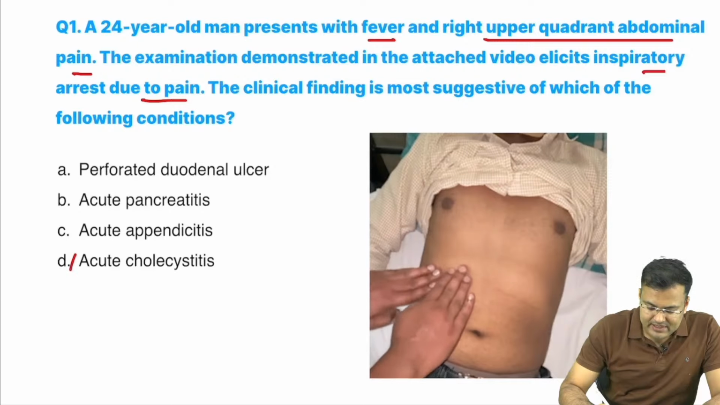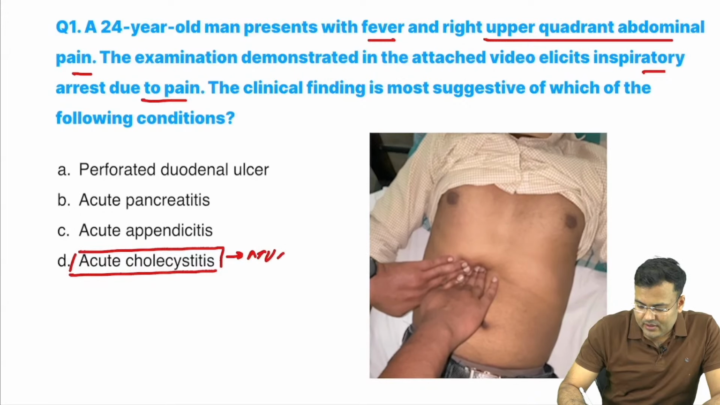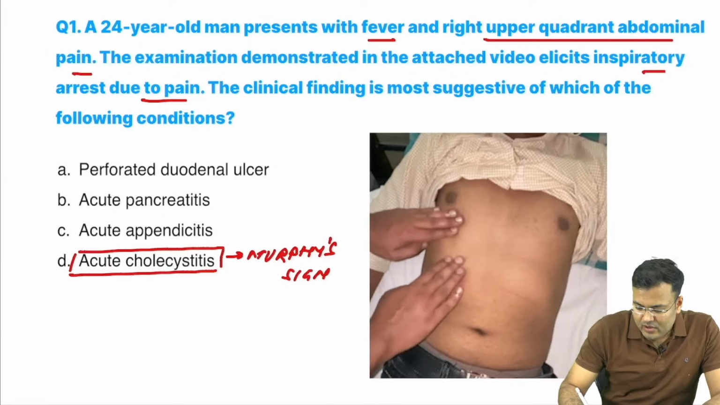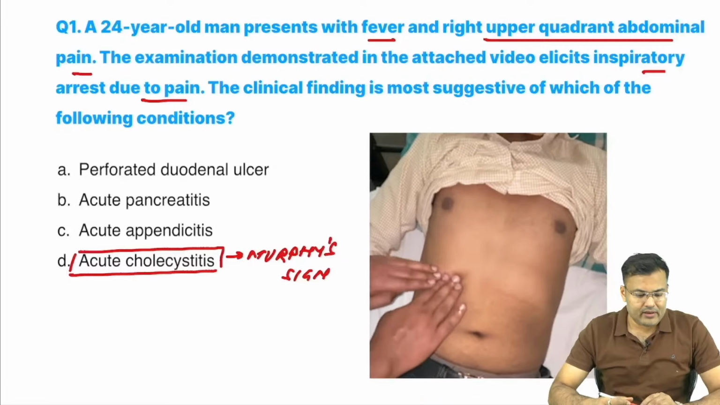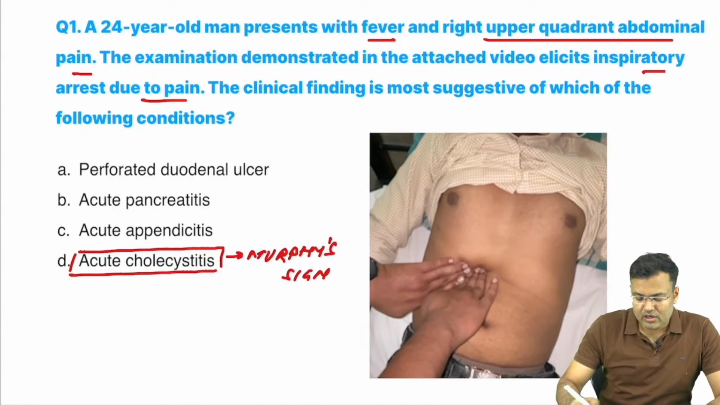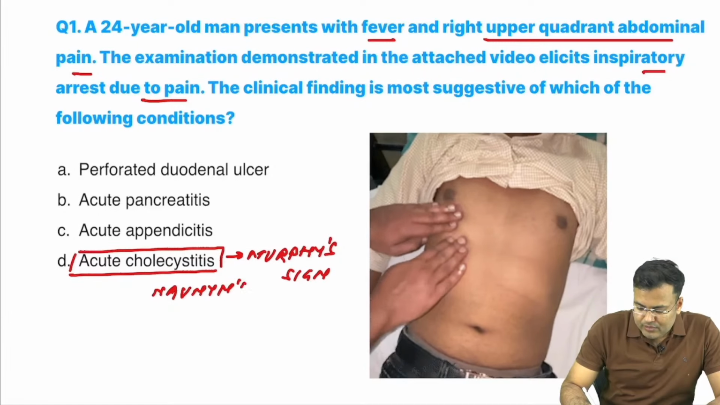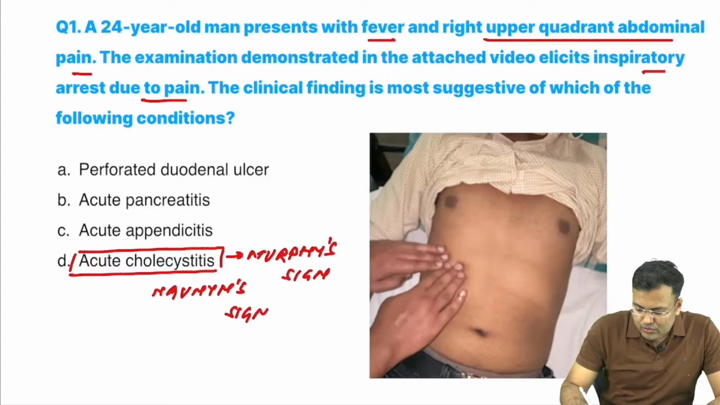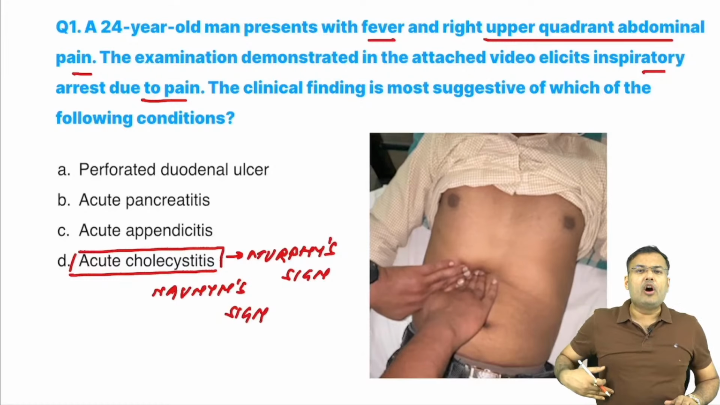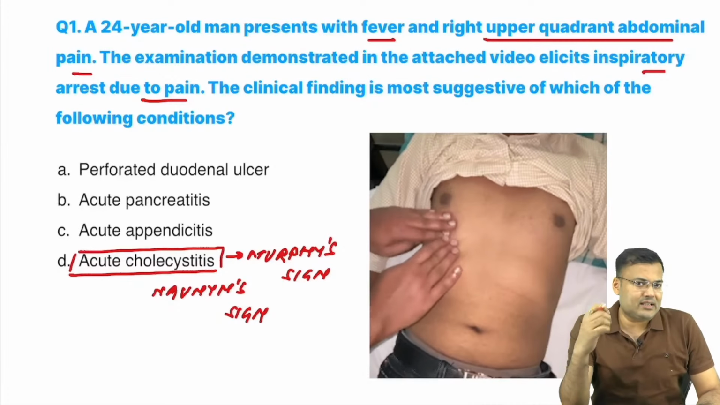This is known as Murphy's sign. What is the other name of Murphy's sign? Anybody who can tell me? All of you know this is also known as Nonin sign. So Murphy's sign is also known as Nonin sign. I'm repeating it again: on pressing the tip of the right ninth costal cartilage, the patient catches the breath in inspiration.